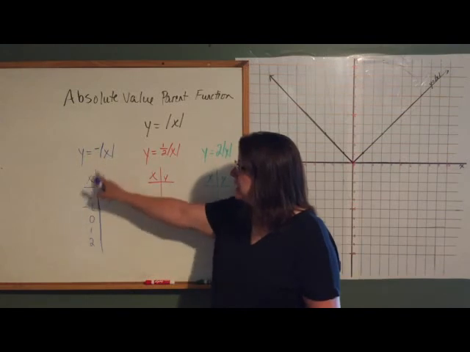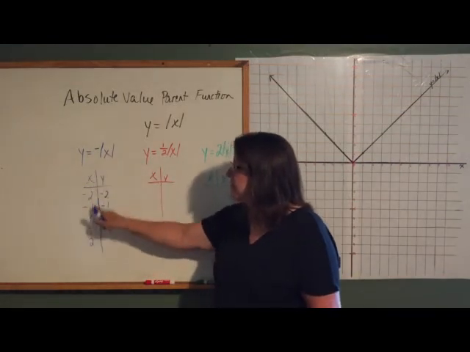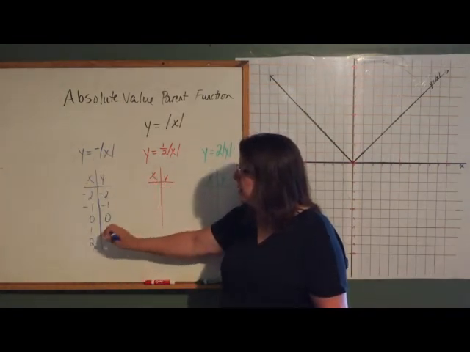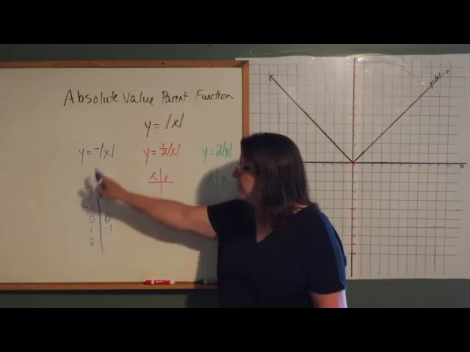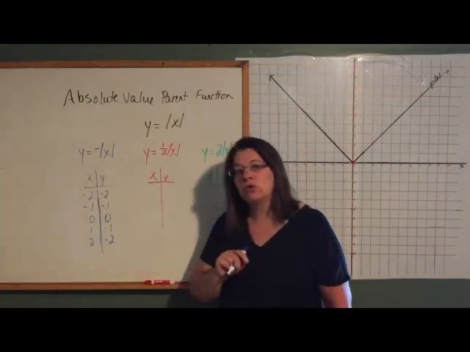Plug -1 in: absolute value of -1 is 1, times -1 is -1. Absolute value of 0 is 0, times -1 is 0. Absolute value of 1 is 1, times -1 is -1. Absolute value of 2 is 2, times -1 is -2. So there are my ordered pairs.